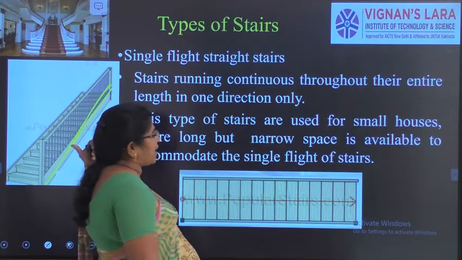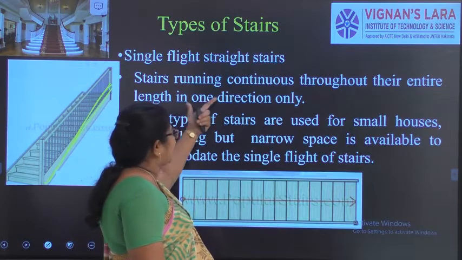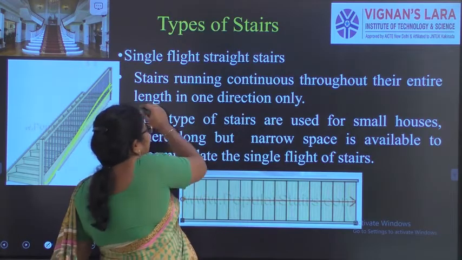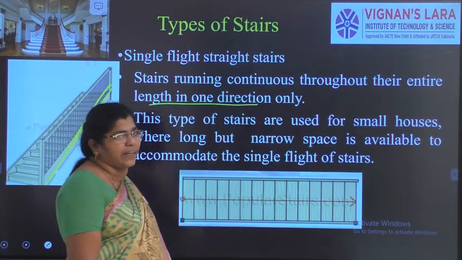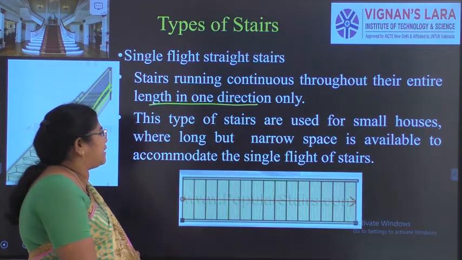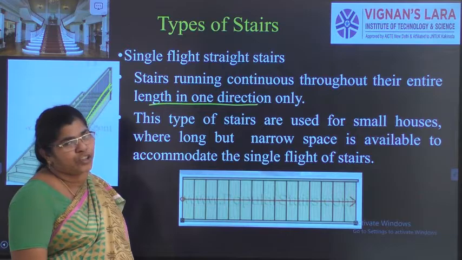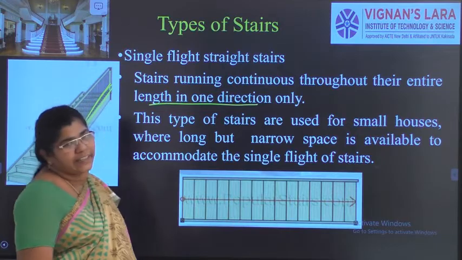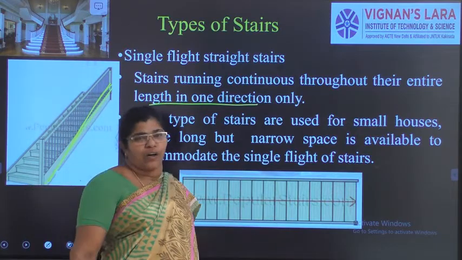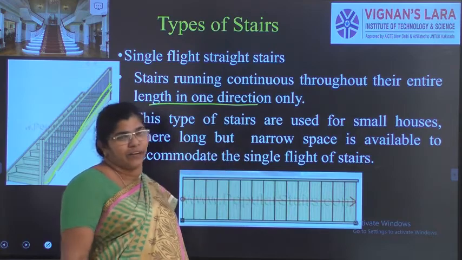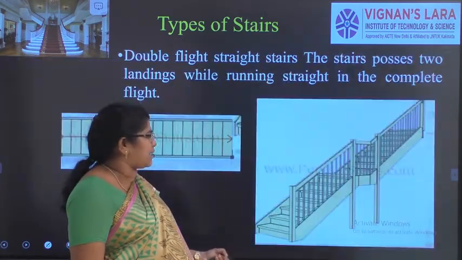This is the plan, this is the elevation. The staircase running continuous throughout its entire length in one direction only, we call it the single straight staircase. This type of staircase is mostly used in small houses or where there is a narrow space and we have to provide a staircase.